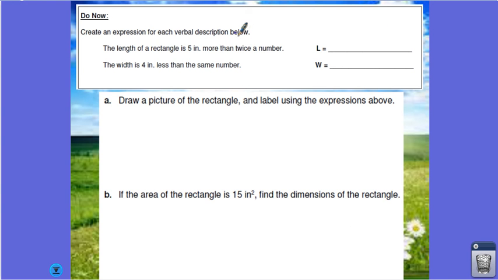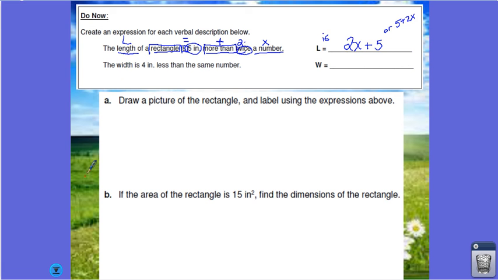Create an expression for each verbal description below. The length of a rectangle is 5 inches more than twice, 2 times, a number. So I want to say that the length is 5 inches more than twice a number. So 5 inches more than tells me I should add 5 to something, and then twice a number tells me I can place 2x here. This is equivalent to 5 plus 2x.